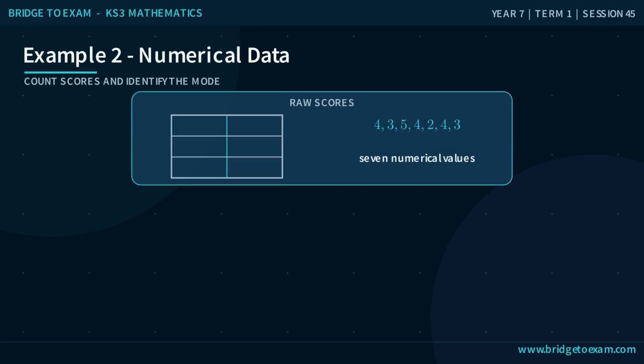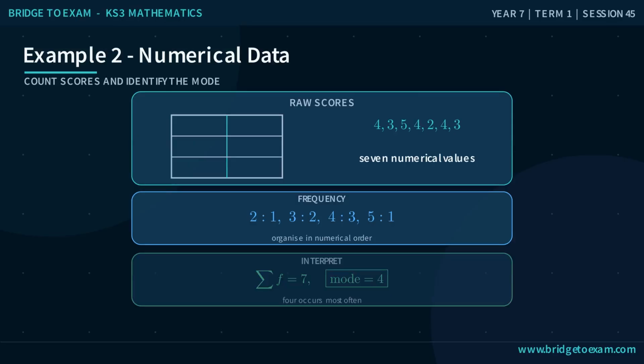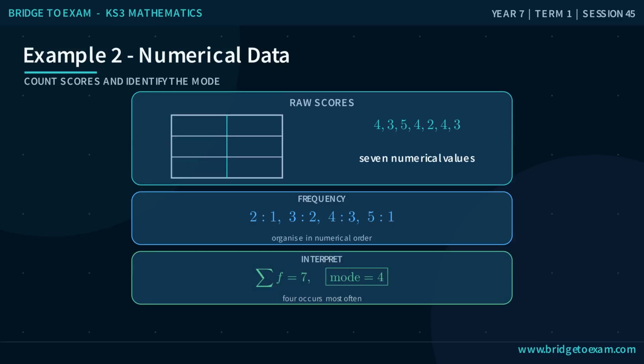Organize the scores 4, 3, 5, 4, 2, 4, 3. The frequencies are 1 for 2, 2 for 3, 3 for 4, and 1 for 5. The total is 7, and the most frequent score is 4.